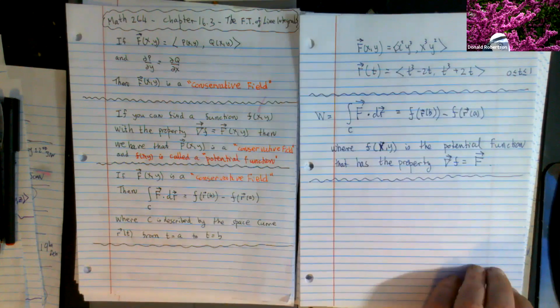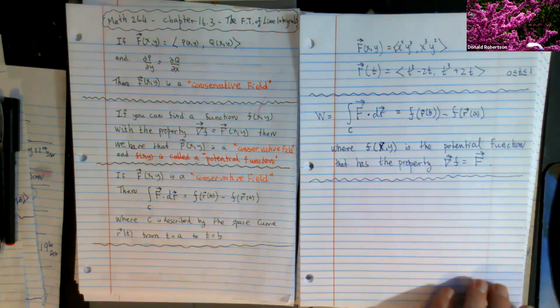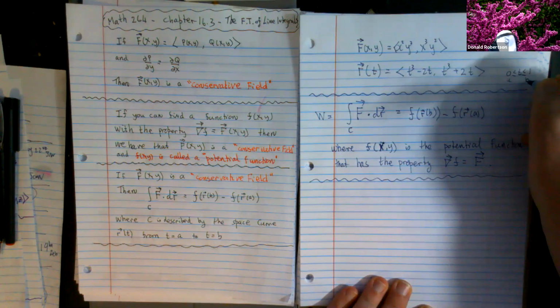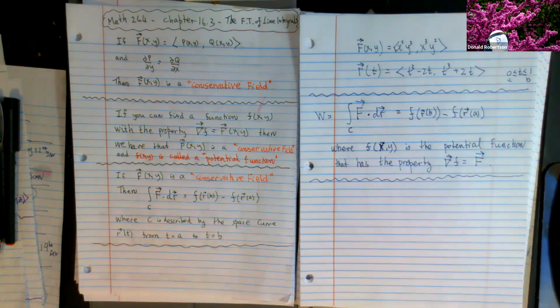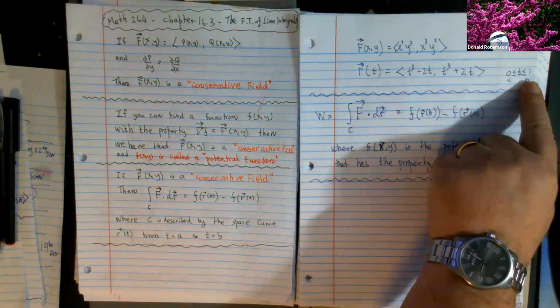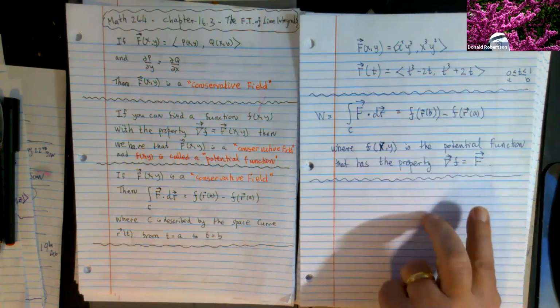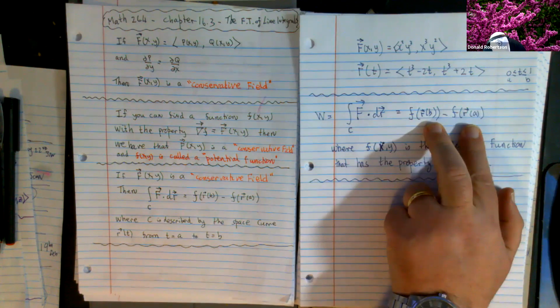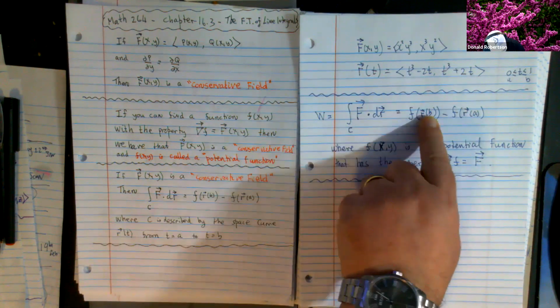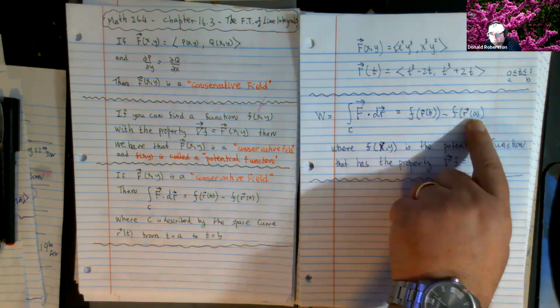It has the property that its gradient is your vector field. And if you can find such a function, then all you need to do is evaluate the space curve. In other words, find its coordinates at the start, at A, and find its coordinates at the end. Those are the only two points you need to work with, because the potential function at the end, take away the potential function at the beginning, will in fact get you the work done.